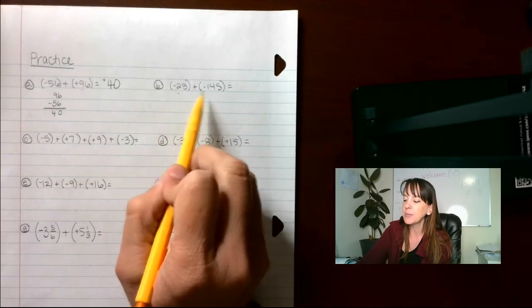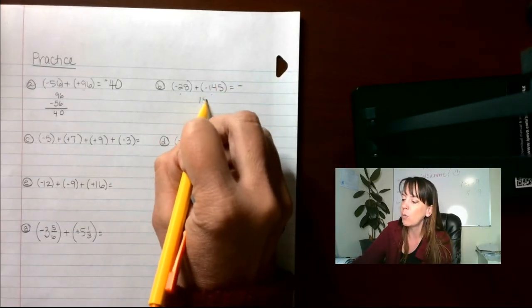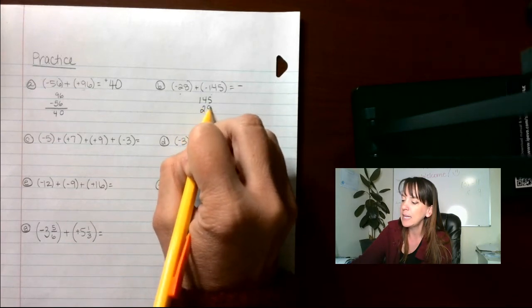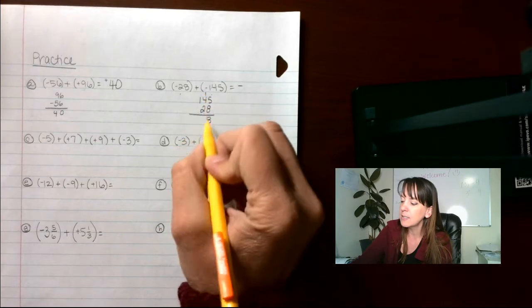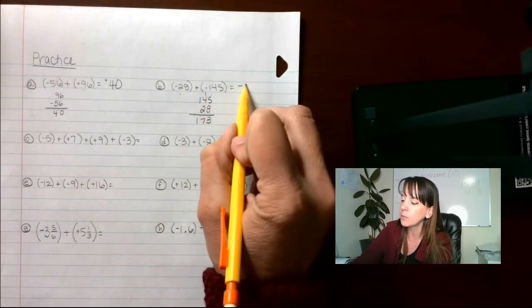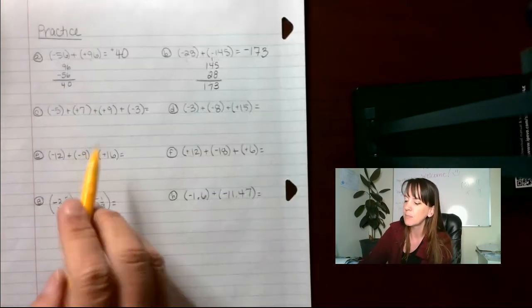For these two, same sign. So we're going to keep the sign and we're going to add those, 145 and 28. So that's going to be 173, negative 173 because we added those together.